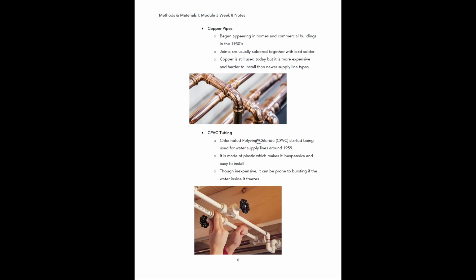CPVC tubing. Okay, so this is a more modern development. It's a type of plastic tubing, and it stands for chlorinated polyvinyl chloride. And this started being used for water supply lines around 1959. Because it's made of plastic, it's going to be inexpensive, and it is a lot easier to install than copper.